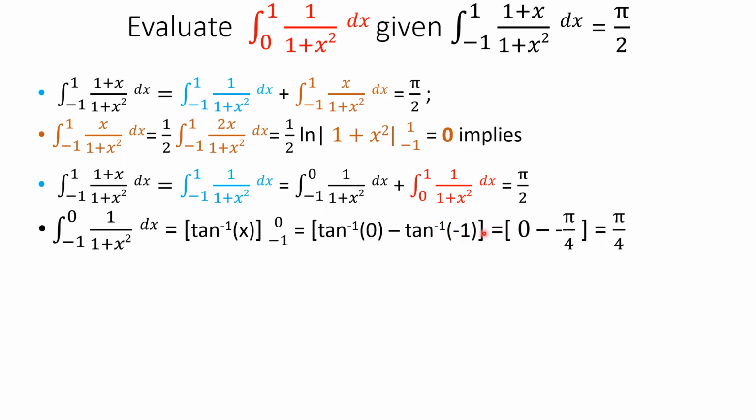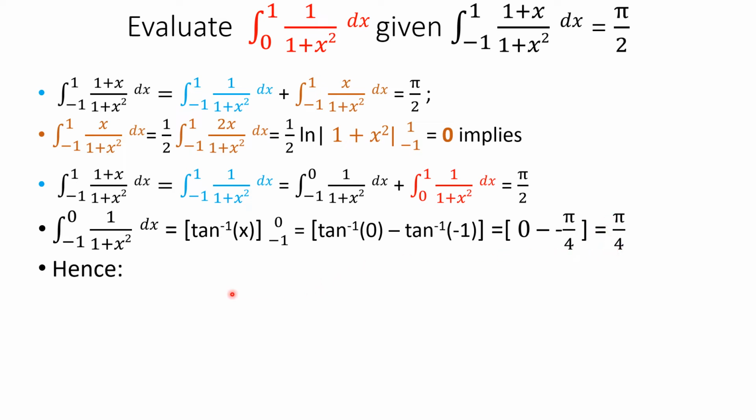And that, if we evaluate them, is going to give us an angle of 0 minus negative pi by 4, which is the angle resulting from -1. And that's going to give us pi divided by 4.